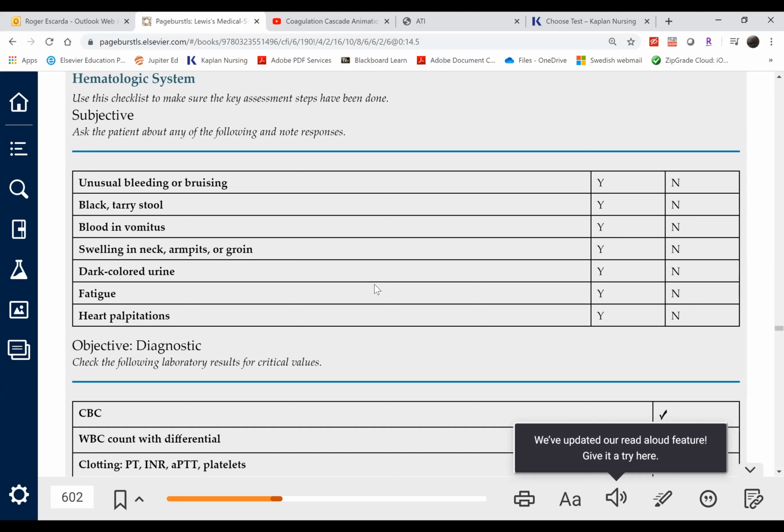I would go with the black tarry stool. All right, that would be the appropriate answer because you saw that his platelet count is low, 130,000 only, and his hemoglobin and hematocrit are obviously lower than normal. So you would put two and two together: his platelet count is low, he may be losing blood somewhere. Unless there's some obvious bleeding elsewhere, it would be hidden bleeding, like through your GI tract.